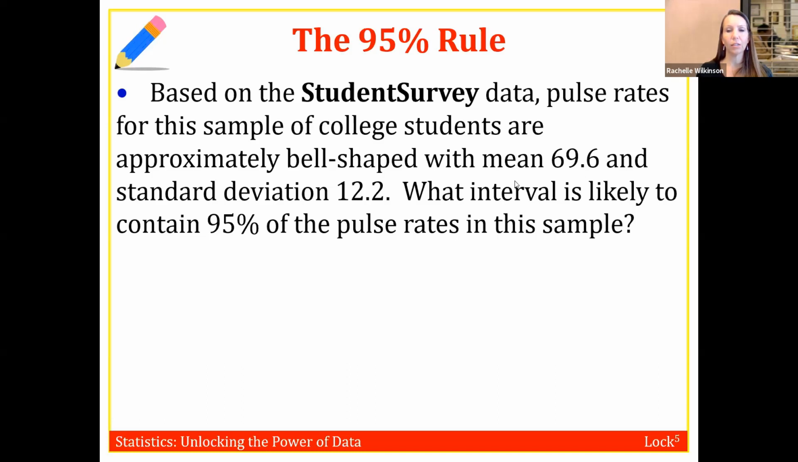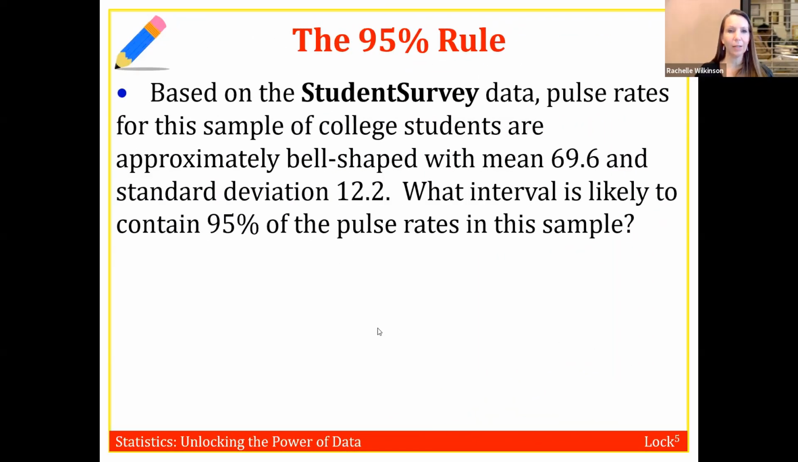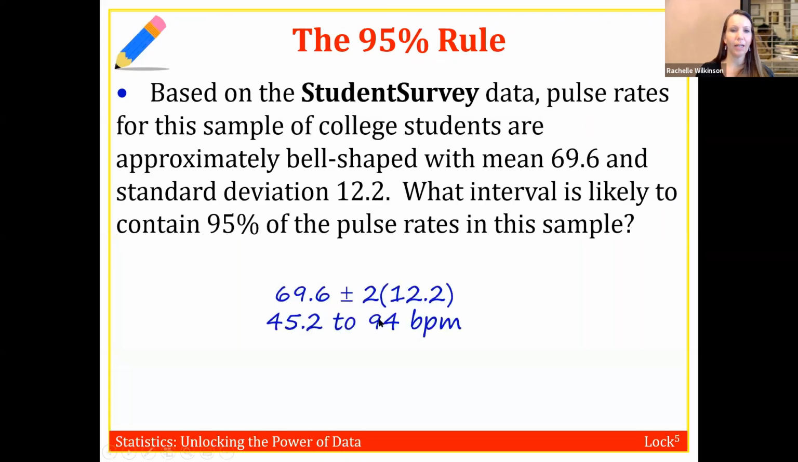I'll give you a minute to see if you can figure out the mean minus 2 standard deviations and the mean plus 2 standard deviations, just like we did with the test scores, only now with the pulse rate values. Okay, good. Looks like everybody's getting about the same answer, and you get the same thing I got too. We add and subtract 2 times 12.2 from 69.6. When I subtract, I get 45.2, and when I add, I get 94. So 95% of students had pulse rates between 45.2 and 94 beats per minute.